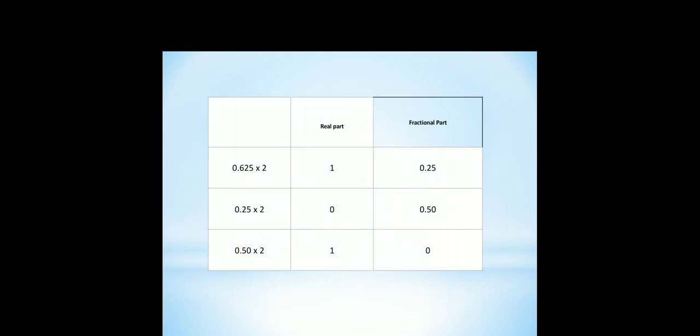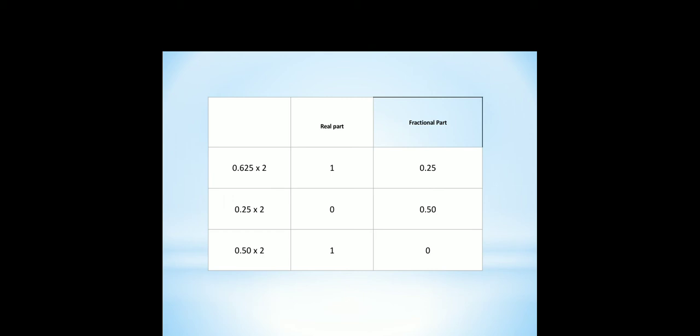Using the multiplication method we have, see this table. Here 0.625 is multiplied by 2, then the answer is actually 1.250. You can calculate, but the real part is 1 and the fractional part is 0.25 as seen in this table, and we need here the real part for the answer.